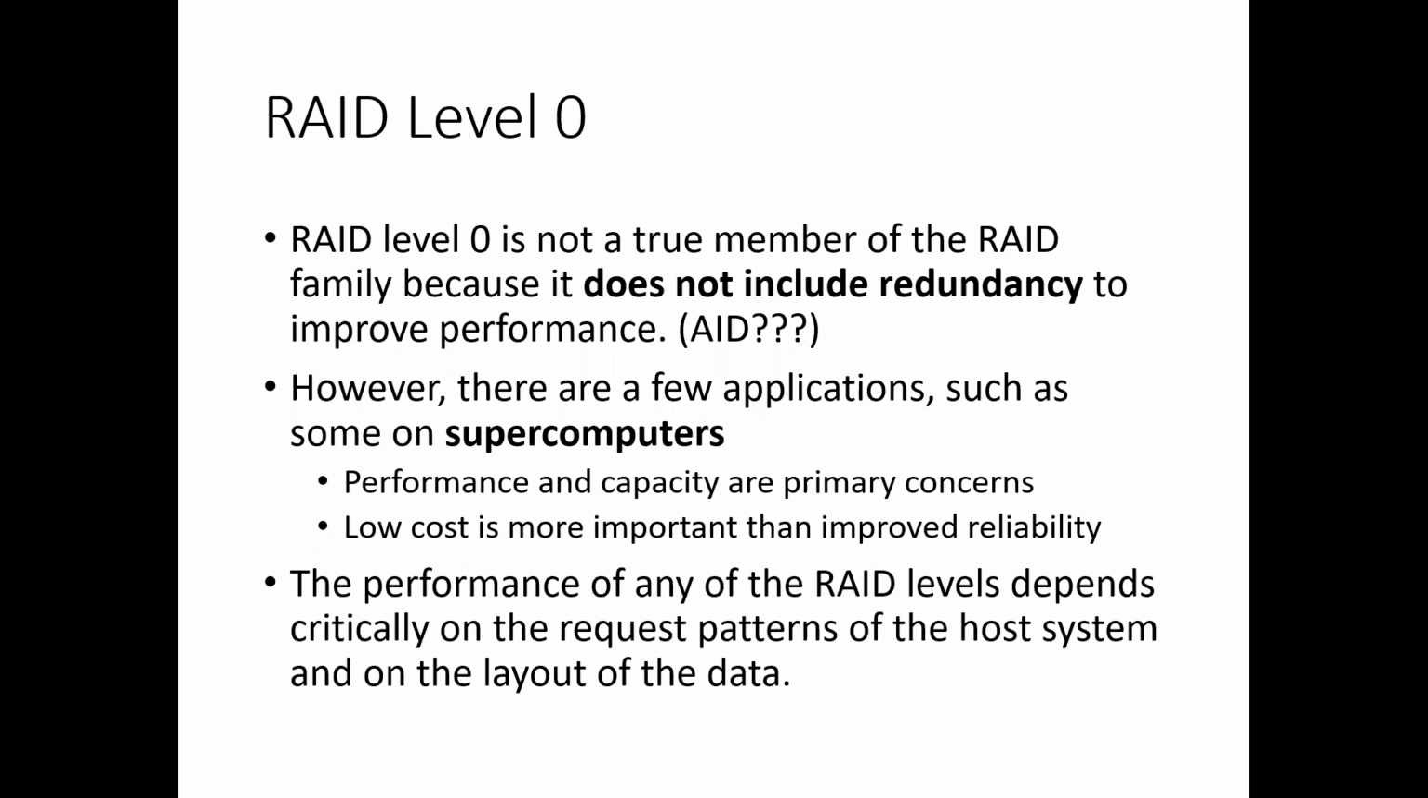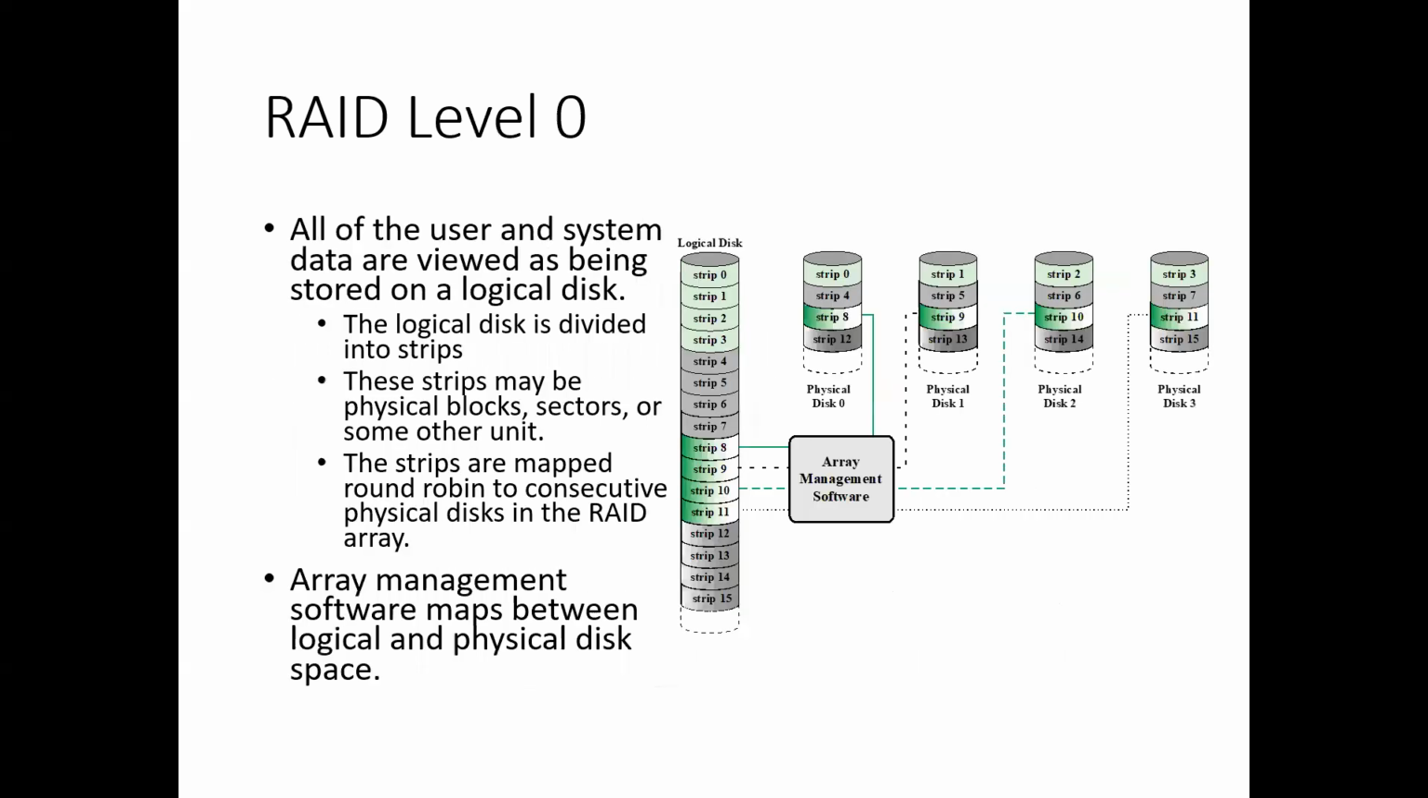So the first one is RAID level 0. It's not really RAID because it doesn't include redundancy, so it doesn't have that parity bit. There are a few applications such as supercomputers, and that's when you have performance and capacity as your primary concerns. It's also low cost, but you don't get the reliability because you're not storing the parity bits.